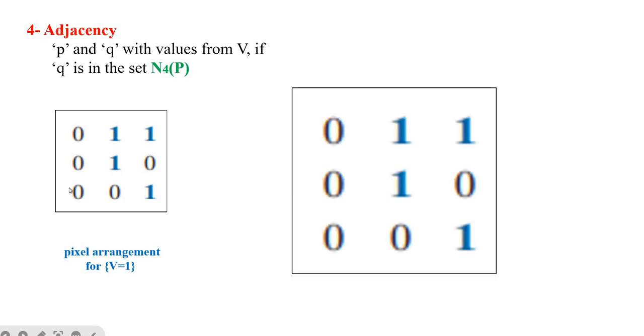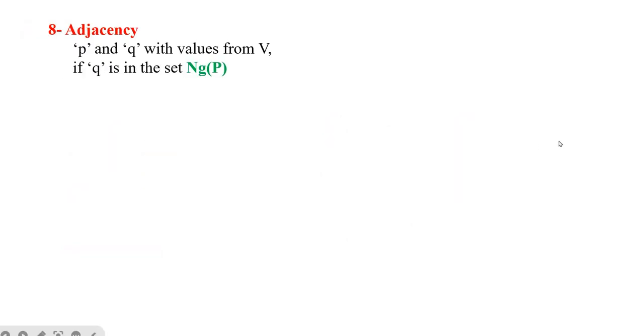Now here is how we can connect using the 4 adjacency. We can connect this pixel to this pixel because the value is 1, as we have taken V equal to 1. We cannot have a connection for these pixels. Although these are adjacent, we cannot connect them using 4 adjacency because our set is V equal to 1. And also we can connect this one with this one like this. So again this will be a 4 adjacency.